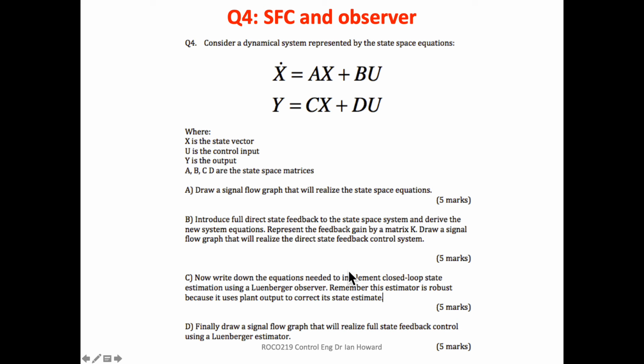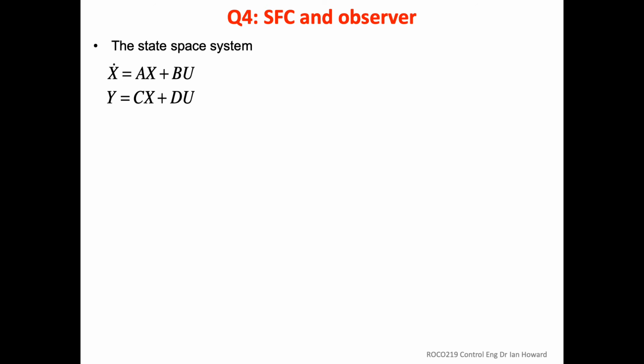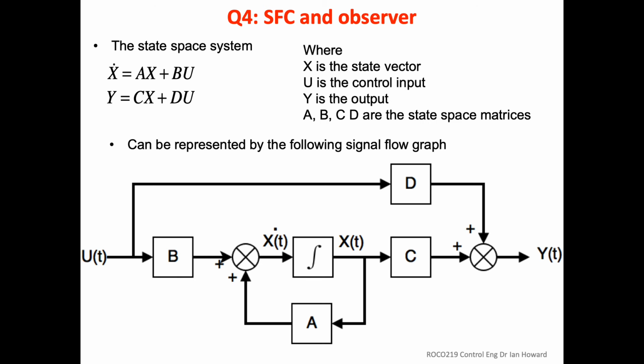Then what we're going to do is analyze the system and substitute in when we use full state feedback control. Then it basically wants us to look at writing down the equation that we get to estimate the state using a Luenberger observer. And finally, draw the signal flow graph for a state feedback controller, which is using an estimate of the state from a Luenberger observer.